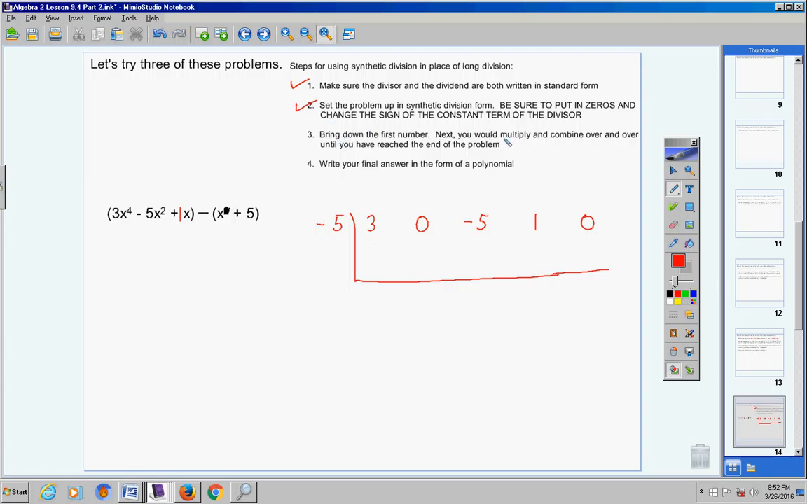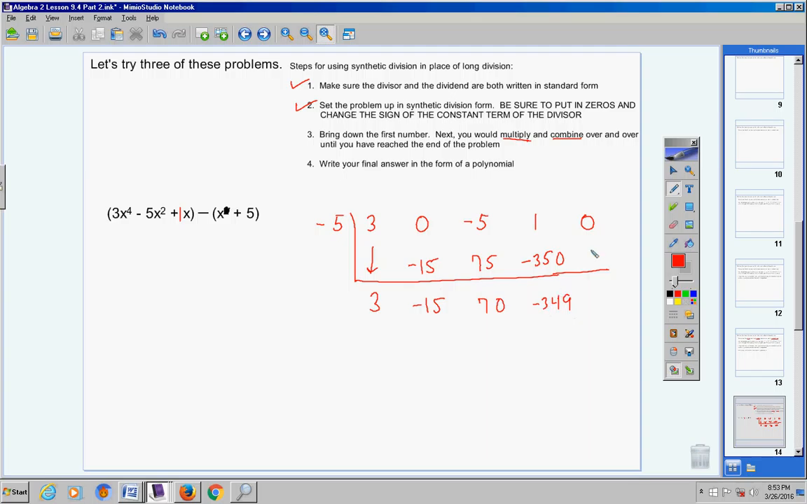Do your multiplying and combining over and over and over. So bring down your first number. Negative 5 times 3, negative 15. Combine. Negative 5 times negative 15, positive 75. Combine and you get positive 70. Negative 5 times 70, negative 350. Combine and you get negative 349.